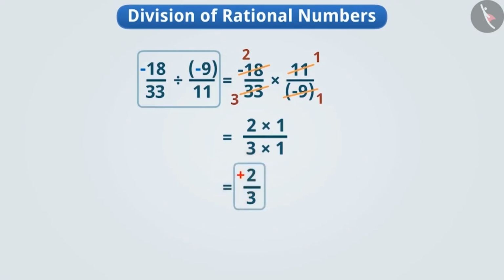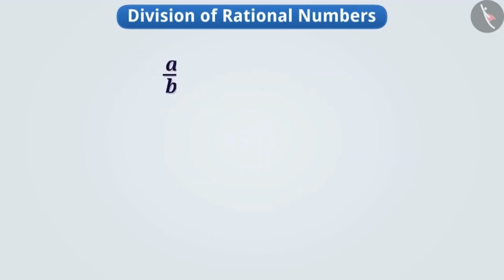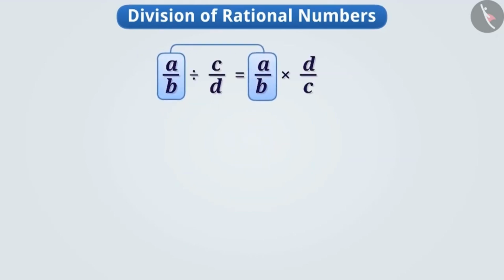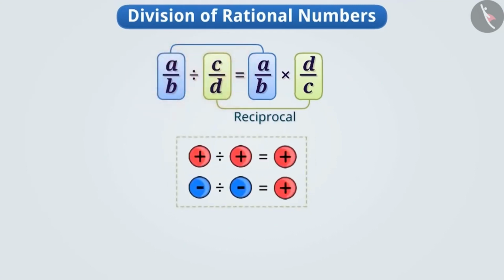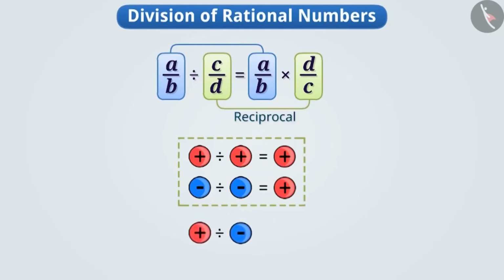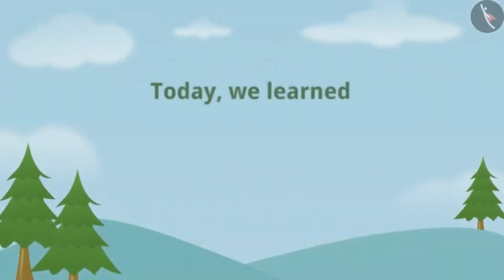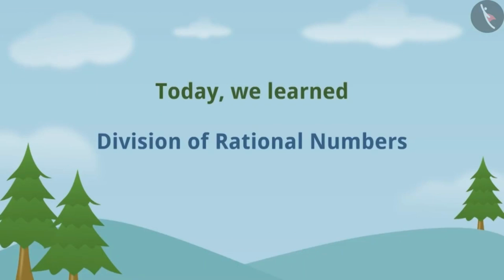So what did we learn from this video? While dividing any two rational numbers, the first number is kept exactly the same and is multiplied by the reciprocal of the second number. If the sign of the numbers to be divided is the same, the result is positive. But if the sign of the numbers to be divided is different, the result is negative. So now you have learned how to divide rational numbers.